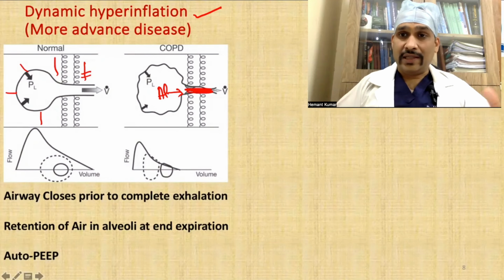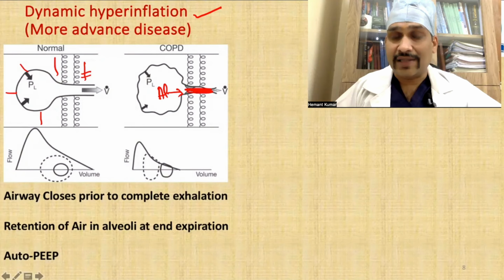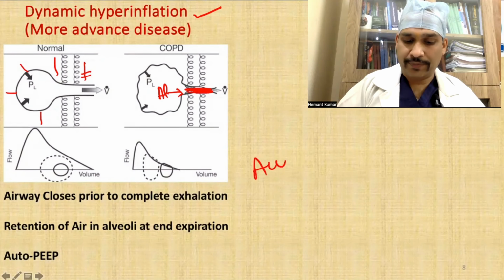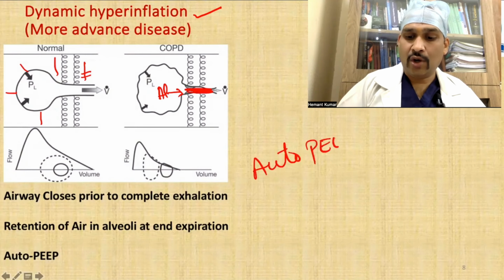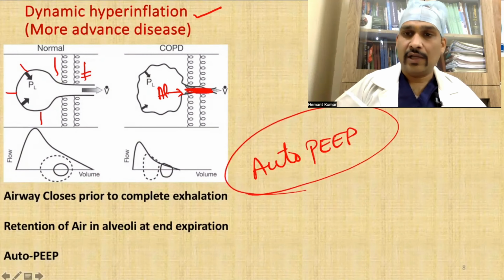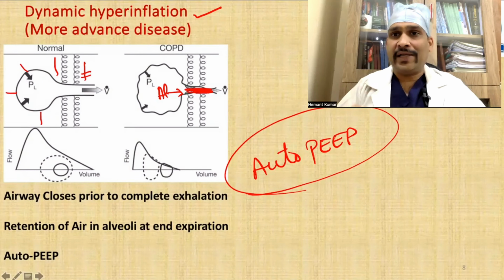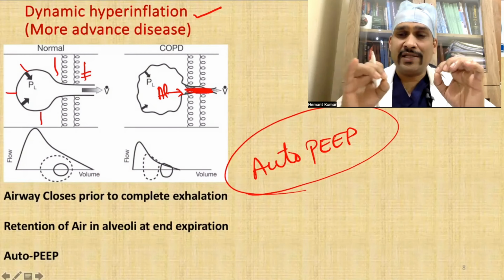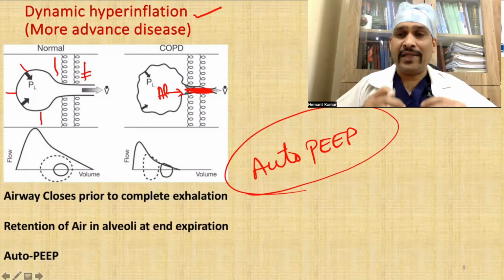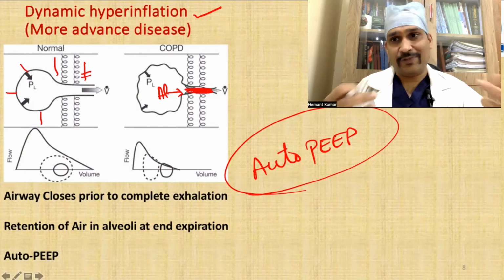Okay. So air inside the alveoli at the end of expiration is called auto PEEP. What's called auto PEEP? Auto because it is developing itself. Nobody is going to add PEEP. And PEEP is positive end expiratory pressure. It means the patient is not able to empty his lung at the end of expiration.